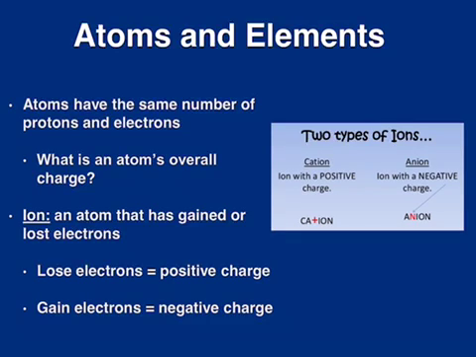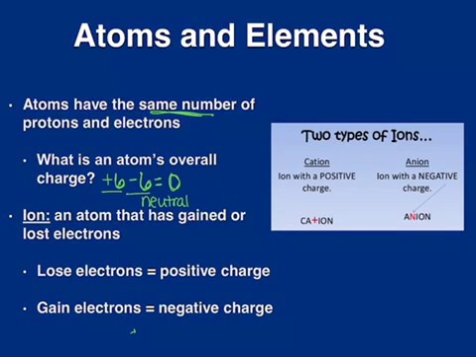Atoms have the same number of protons and electrons. So if carbon has 6 protons, it would have the same number of electrons, and electrons are negative. Its overall charge would be 6 plus negative 6, which gives it an overall charge of 0. We call that neutral.